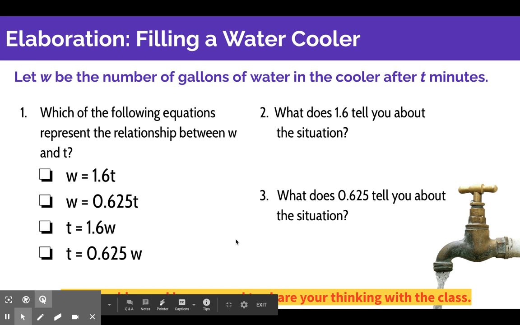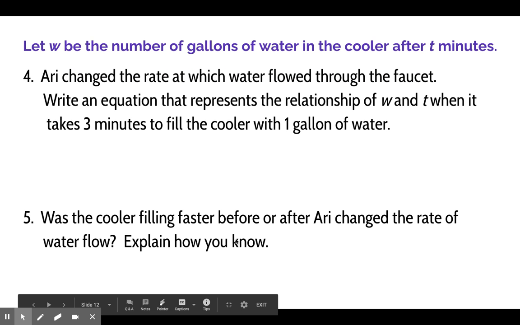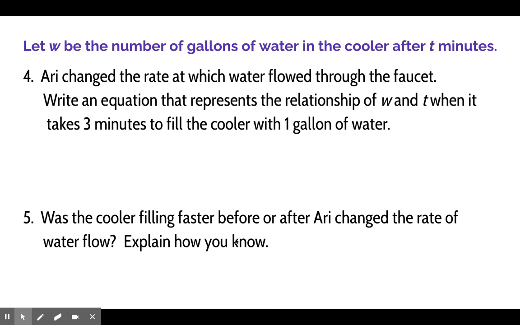All right, let's keep moving and let's see if we can answer number 4 and number 5. Once again, we're going to let W be the number of gallons of water in the cooler after T minutes. Number 4 says, Rae changed the rate at which the water flowed through the faucet. Write an equation that represents the relationship of W and T when it now takes 3 minutes to fill the cooler with 1 gallon of water. Let's pause the video here and see if you can come up with your new equation.